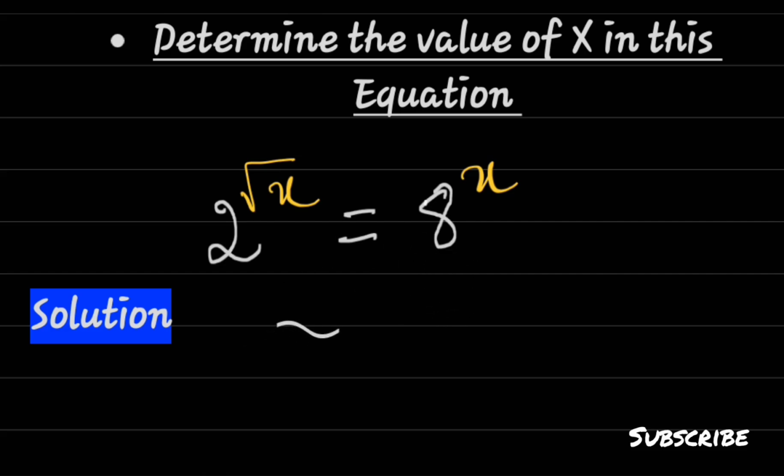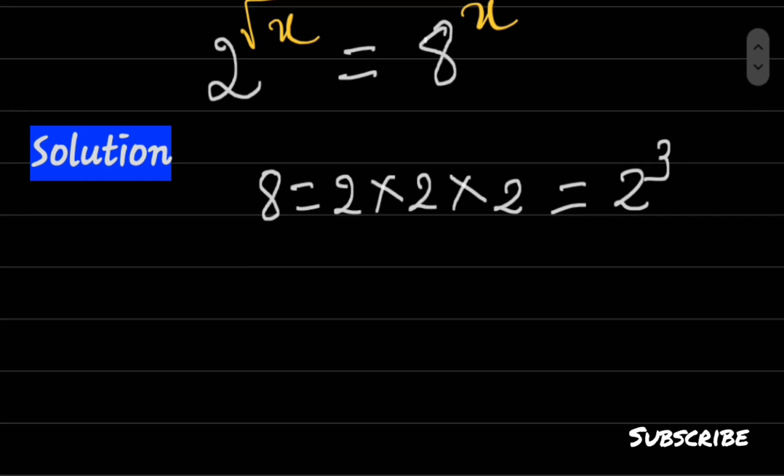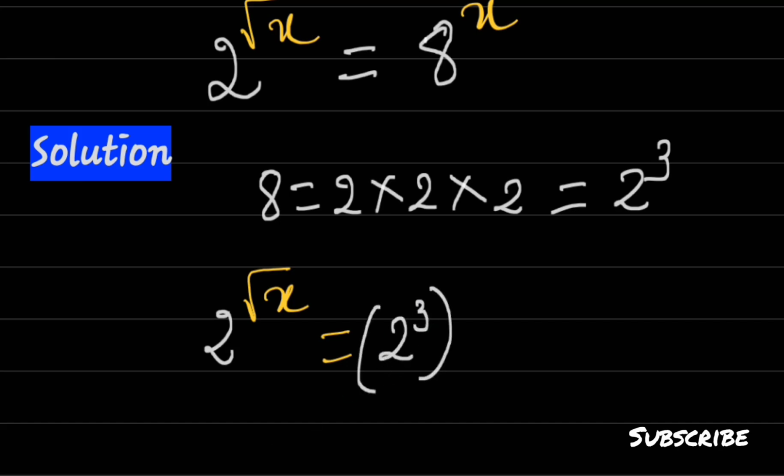We know that 8 is equal to 2 times 2 times 2, that's 2 cubed. So we're going to replace this into the equation, and our new equation will be 2 to the power square root of x equals 2 cubed to the power of x. This is by replacing 8 by 2 to the power 3.